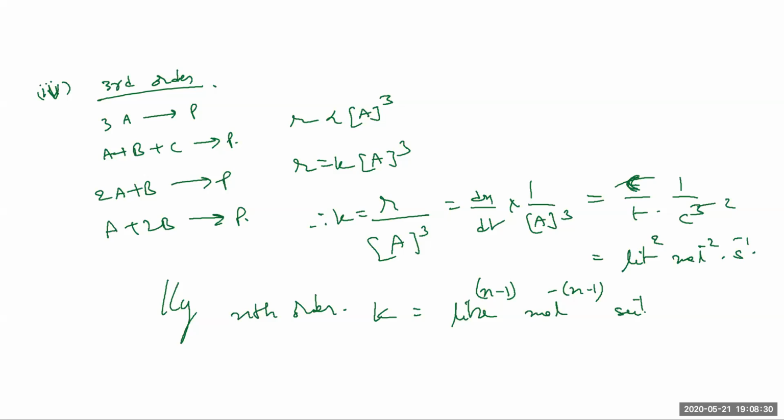So you can put anything. n is equal to 0, zero order rate constant units will come. n is equal to 1 means first order, like that. It is common for all types of n. Take this formula.